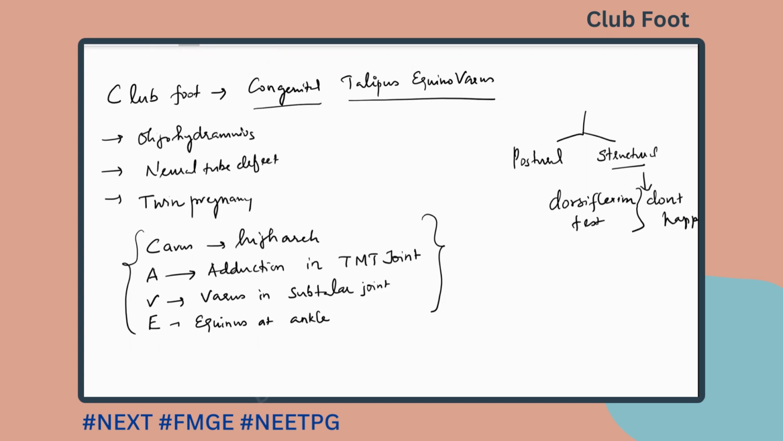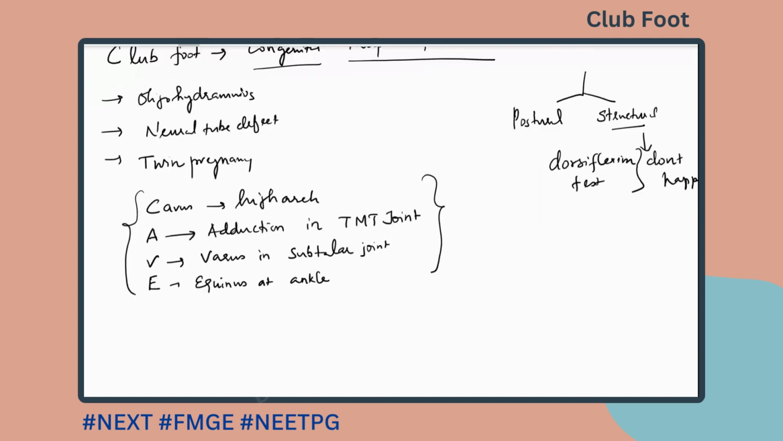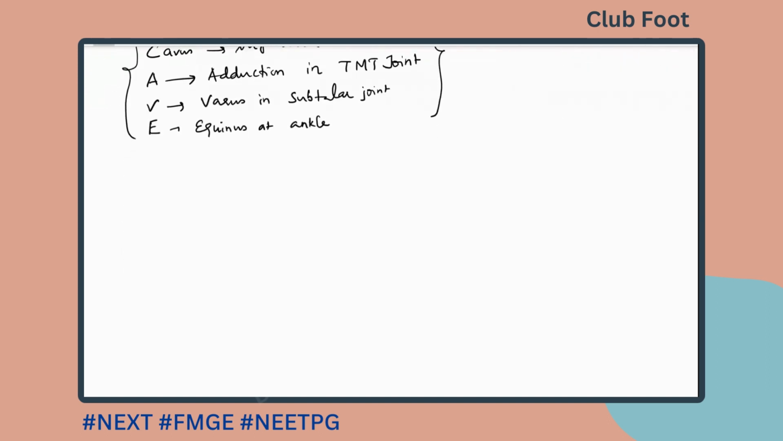Okay, this is a very simple test, but it can effectively tell you whether it is a structural club foot or a postural club foot. Now I want you to understand, the foot is in varus like this. There is equinus and there is varus like this. The child's foot will be like this.